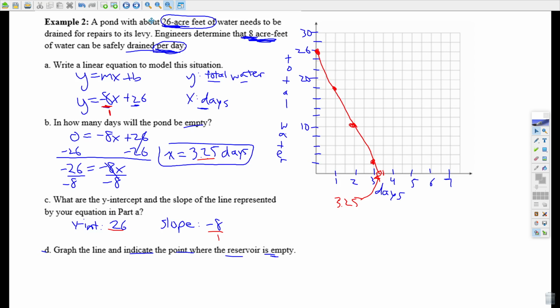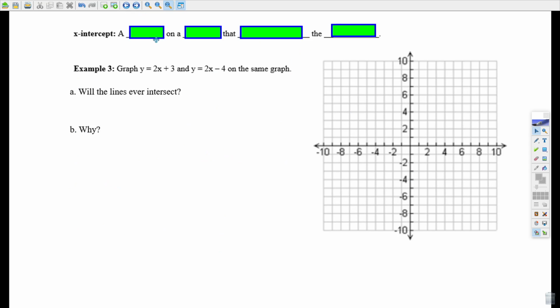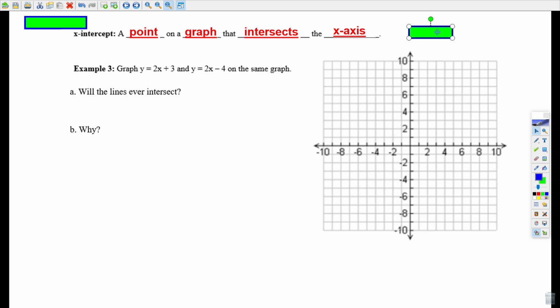So what we just found there, looking here, this would be where it crosses the x-axis. So they call that the x-intercept. No surprise there. A point on a graph that intersects the x-axis.